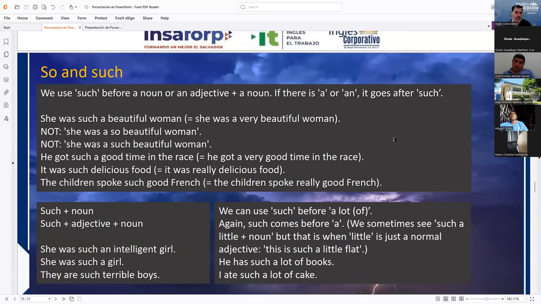So and such. We use such before a noun or an adjective plus a noun. If there is a or an, it goes after such. She was such a beautiful woman. Such a beautiful woman means she was a very beautiful woman. Not she was a so beautiful woman. No. Such a beautiful woman, okay? So he got such a good time in the race. He got a very good time in the race. He began with a head start.